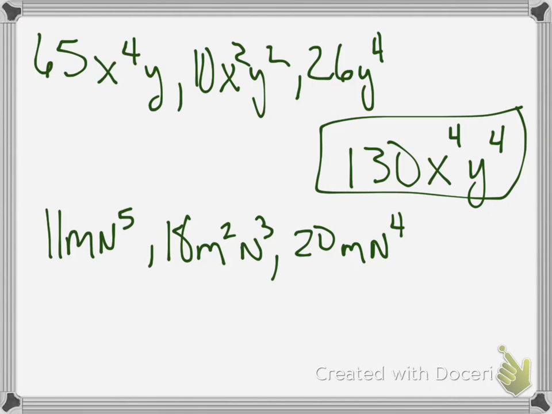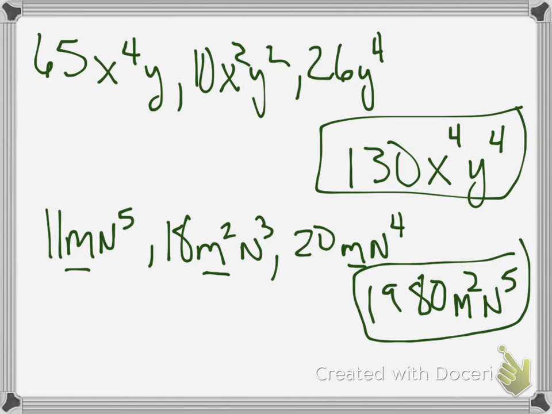Last example, 11 and 18 probably gives you something like 198, and then do that with 20, and you would get 1980. M to the second and N to the fifth. So again, you just look at the variables, and that's fairly easy. So monomial LCMs are fairly easy.